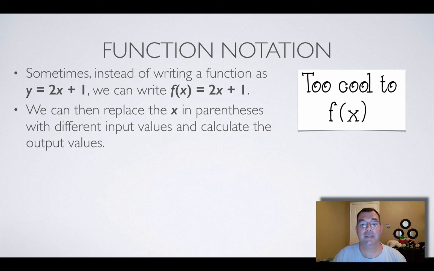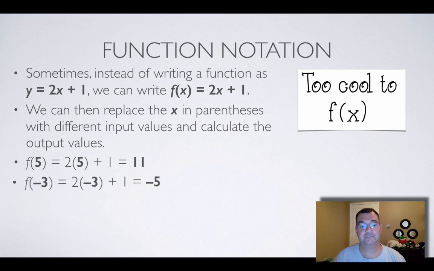So what I can do is, if that x that's in parentheses is replaced with a number, then I look to the right-hand side of the equal sign and I replace every x with that number that's in parentheses. Let me show you how that works. So if I had f of x equals 2x plus 1, which I've already talked about up above, now I want to know what f of 5 is.